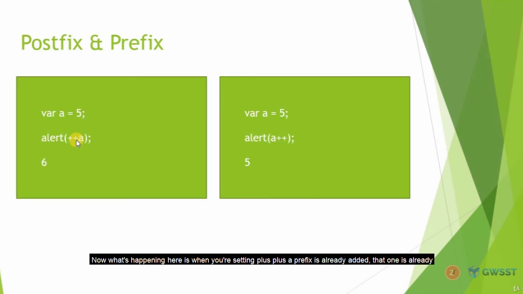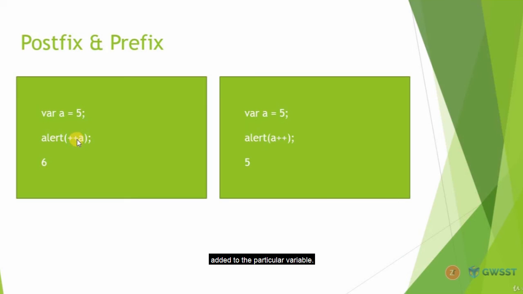Now what's happening here is when you're setting plus plus a prefix, 1 is already added to the particular variable, so your answer would be 6. But if you say postfix, it's still going to give you 5, but the next time you use it, it's going to give you 6.